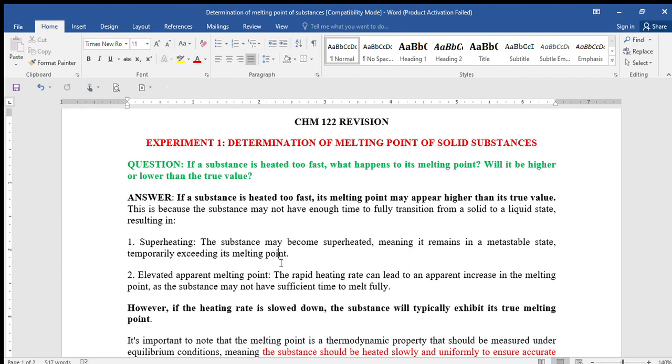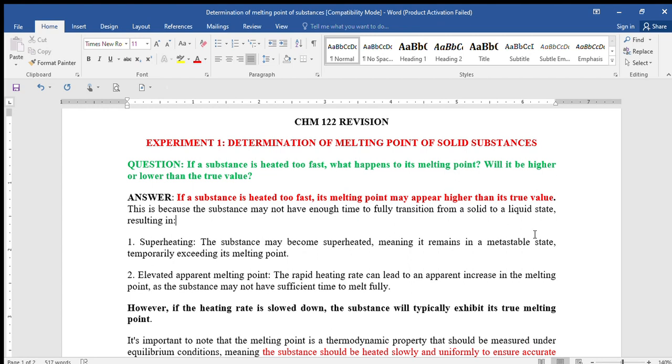Now, question 2. If a substance is heated too fast, what happens to its melting point? Will it be higher or lower than the true value? And this is the answer, as you can see on the screen. If a substance is heated too fast, its melting point may appear higher than its true value. So that answers your question. I'm trying to highlight for you, so I put it in color red for you to have a clearer view. If a substance is heated too fast, the melting point appears higher than its true value.